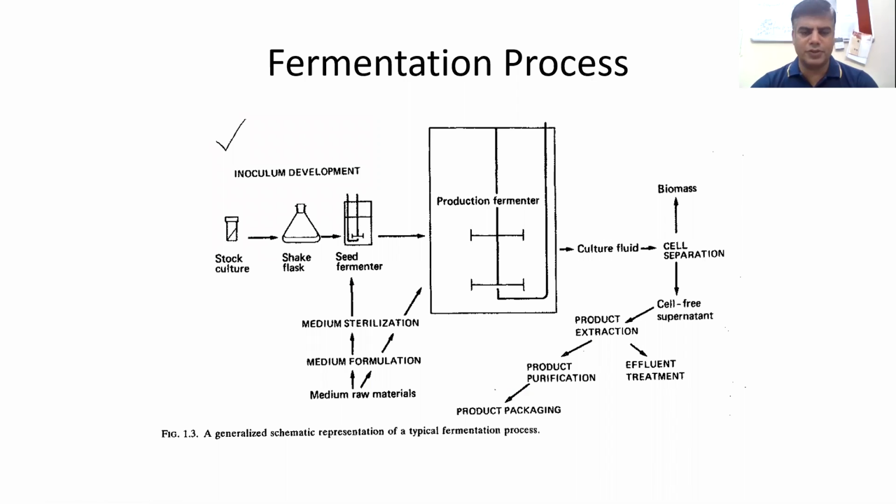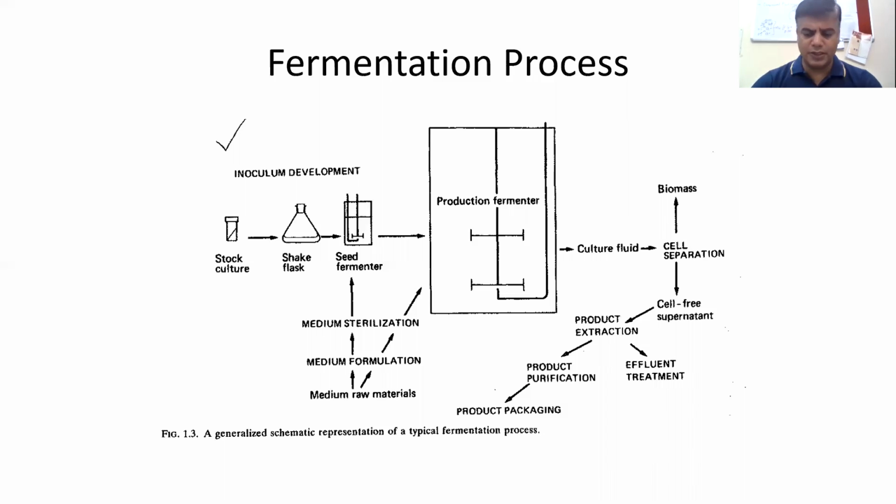So, the fermentation process, as you know, there is a stock culture. We use this stock culture as a working culture for the seed fermenter. We use a production fermenter. We put this stock culture or working culture in this production fermenter. Then we have the biomass production, cell separation, and then purification, characterization. All these take place in this fermentation process.